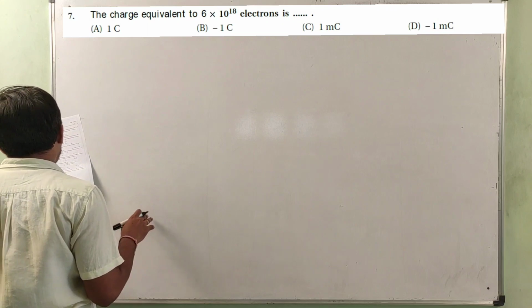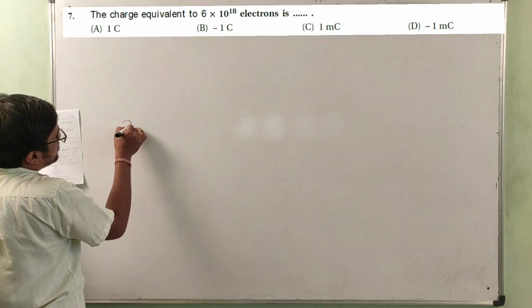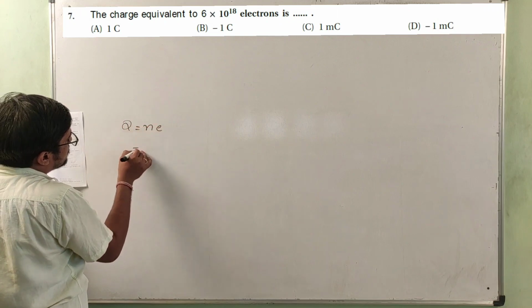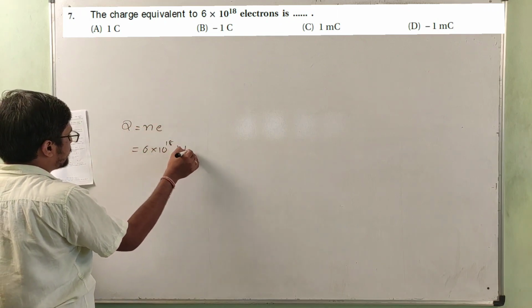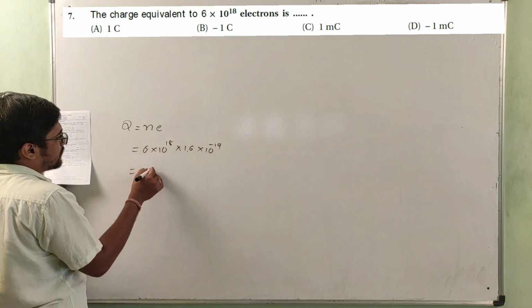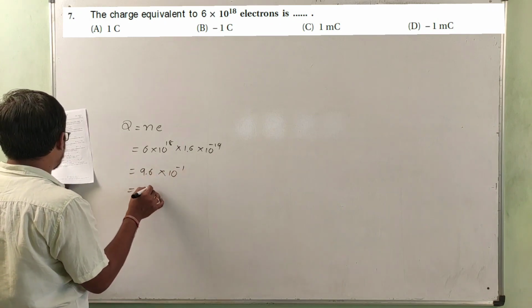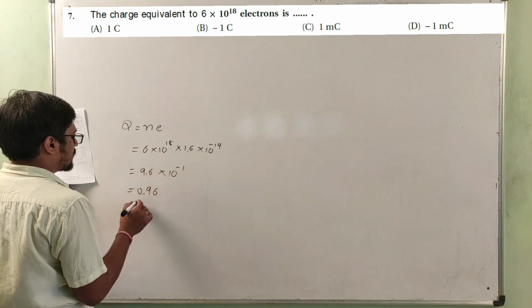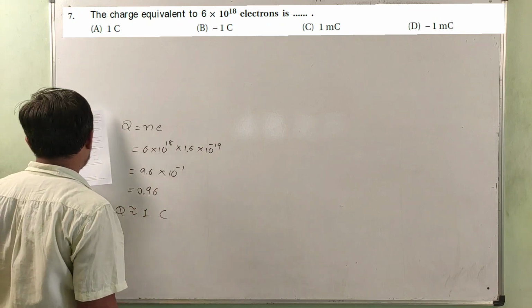Question number 7. The charge equivalent to 6 into 10 power 18 electrons is: the charge on any particle is Q equal to Ne, and the number of electrons is 6 into 10 power 18 and the charge of an electron is 1.6 into 10 power minus 19. So 9.6 into 10 power minus 1, so 0.96. This is approximately 1 coulomb.